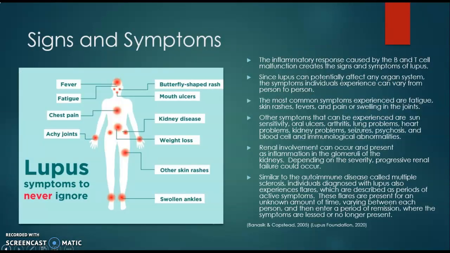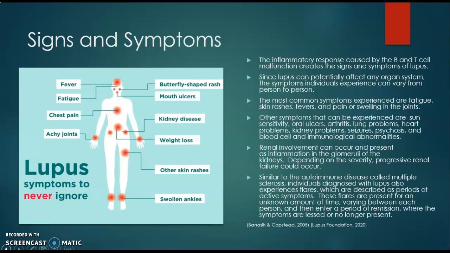The inflammatory response caused by the B and T cells is the reason for the signs and symptoms of lupus. It can affect any organ system, and the symptoms can vary from person to person because of this. The most common symptoms are fatigue, skin rashes, fevers, and pain or swelling. Specifically in cutaneous lupus is that butterfly rash that was pictured earlier in this presentation, and that occurs in 26% of people diagnosed with that particular form of lupus. But skin involvement in general occurs in 80% of patients that have this condition.